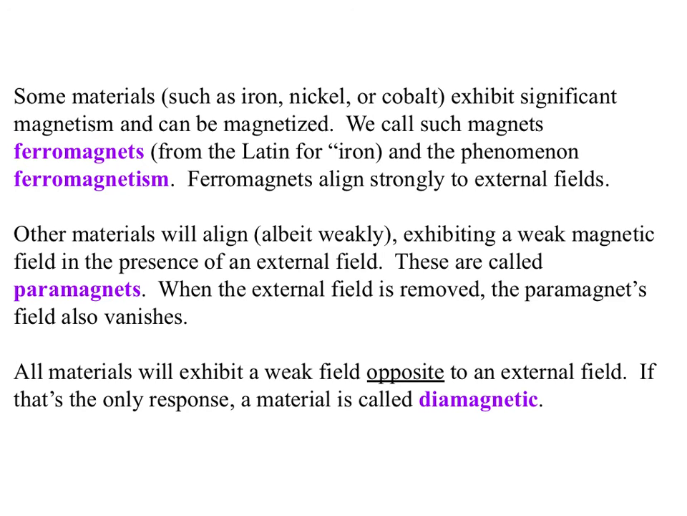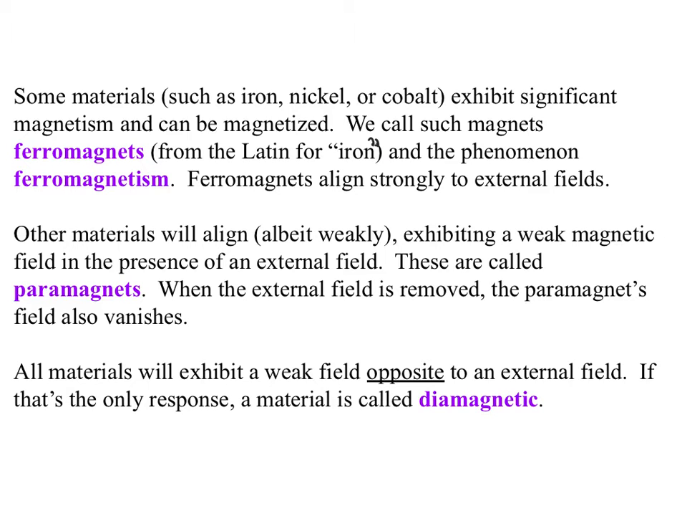Some materials, such as iron, nickel, or cobalt, exhibit significant magnetism and can be magnetized. That is, you can take an unmagnetized piece of iron and make it into a magnet. You do this by striking it the same direction or bringing a very strong magnet nearby. Such magnets are called ferromagnets, from the Latin for iron, and the phenomenon is called ferromagnetism. Ferromagnets align strongly to external fields.